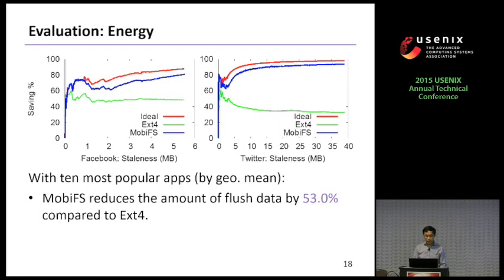And our MobiFS approaches closely to the ideal line. Here are only two examples. And on average, with the 10 most popular apps, MobiFS can reduce the flash data size by 53% compared to ext4. Okay, this is based on traces.